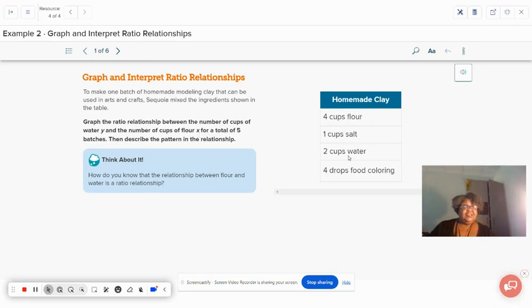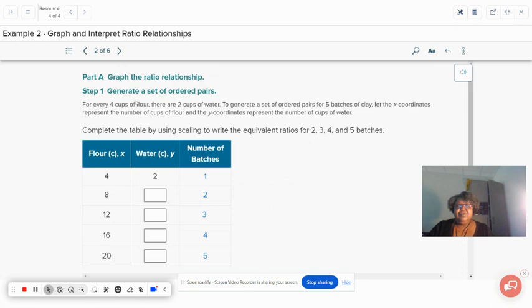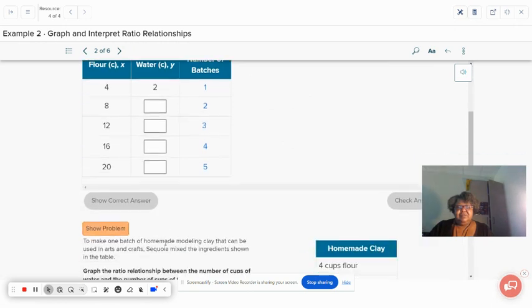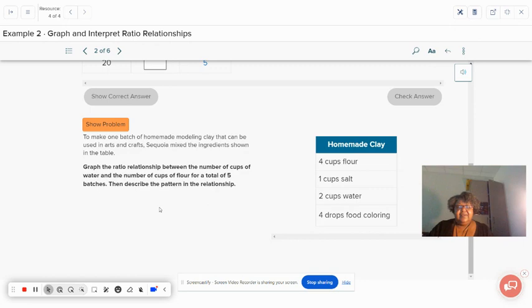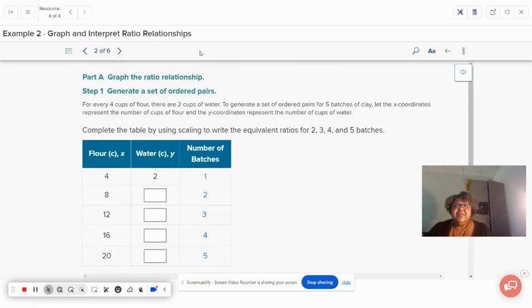So this is one batch. So 2 cups of water to 4 cups of flour for one batch. Now, when you're working with this, there's my original problem right there. If you're working online, I can assign this online, but I'm not going to today. So first, we got to generate our ordered pairs in order to graph. So for 2 cups of water, these are our numbers of batches. We have 4 cups of flour. We're going to let the flour be X and the water be Y.